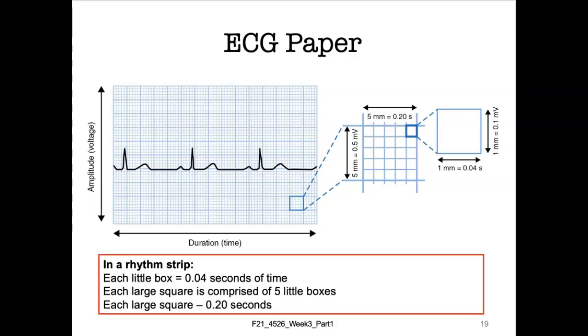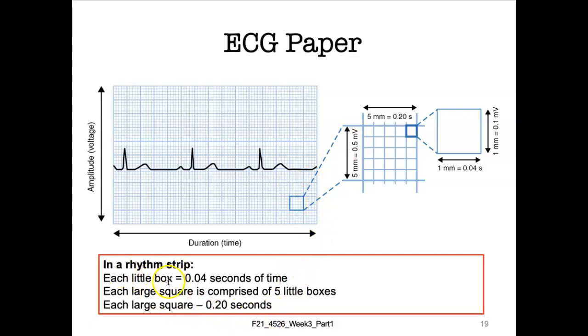So let's look at the ECG paper. You measure this rhythm strip by looking at this ECG paper. Every single ECG paper is identical. So here you have a small box, and we're looking at the duration and the time. So a small box is always 0.2 seconds. This small box here. Well, I guess we could call it a large box here. So the large box here is always 0.2 seconds and it's always 0.5 millivolts high.